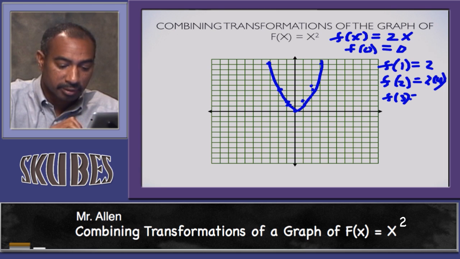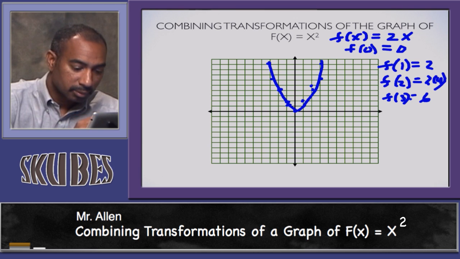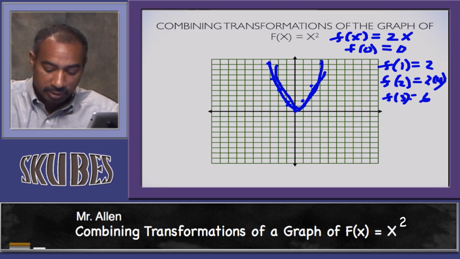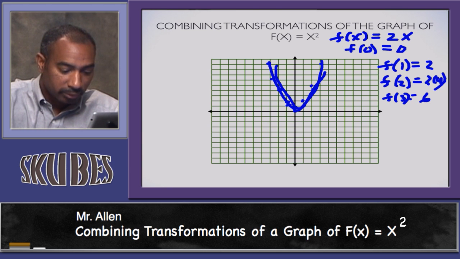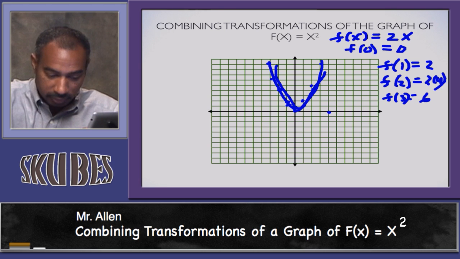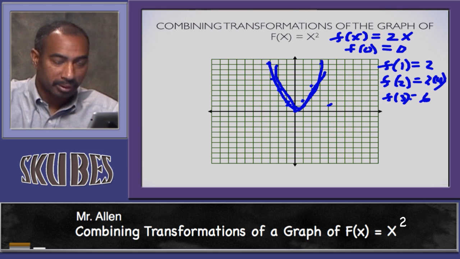If x is 3, then I'm going to get 6. 1, 2, 3, 4, 5, 6. So this would be a little smaller graph. And what we're going to do is shift that to the right 4. So you're going to count over 1, 2, 3, 4. And then we're going to go up 1. So this is going to be our new point.